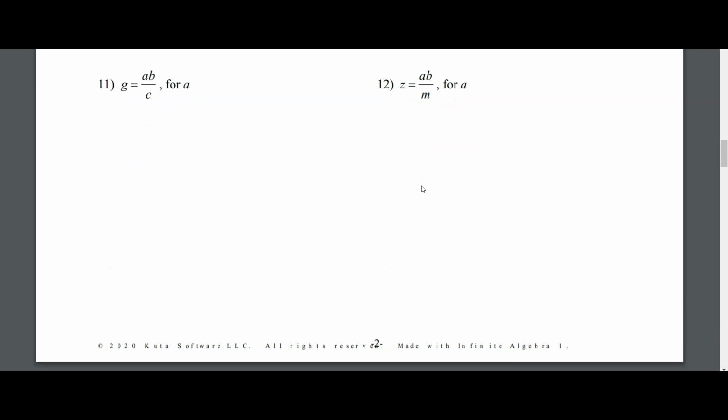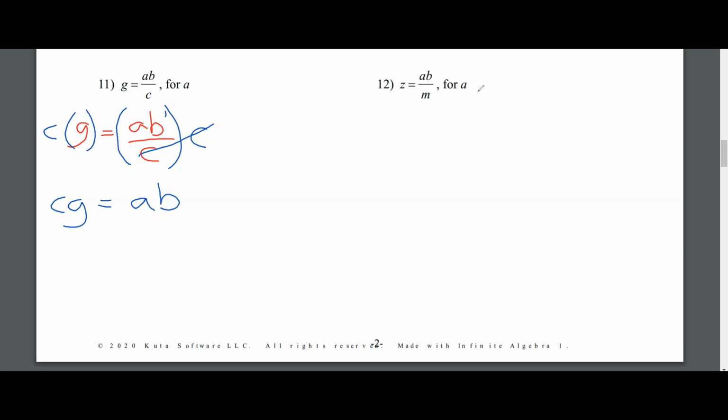Number 11 asks us to solve for the variable a. So we need to think about how to move the c to the other side and move the b. Let me rewrite this so it's a little easier to show multiplication and division. Now, if I want to move the c to the other side, well, if I'm dividing by c, then I need to multiply both sides by c to simplify it. So the left-hand side is just going to be c times g. On the right-hand side, the c simplifies, and I'm just left with a b.